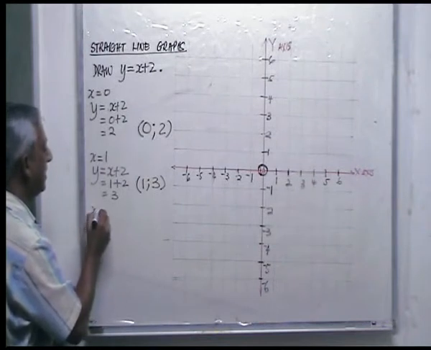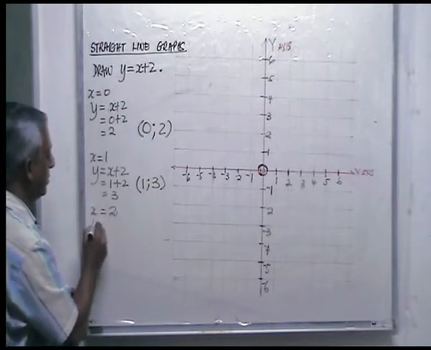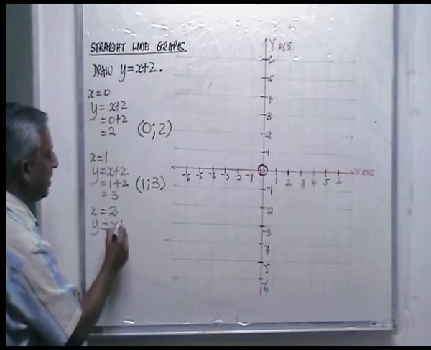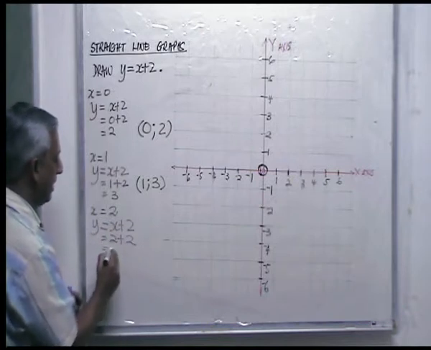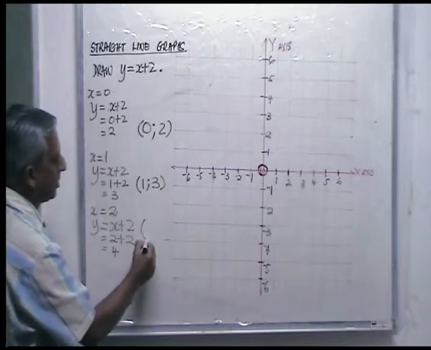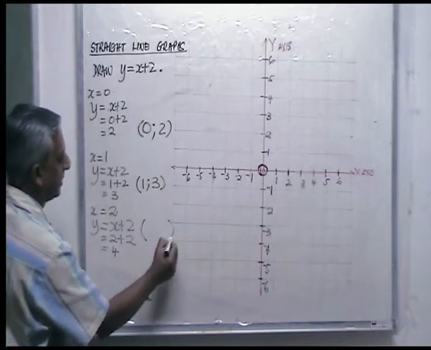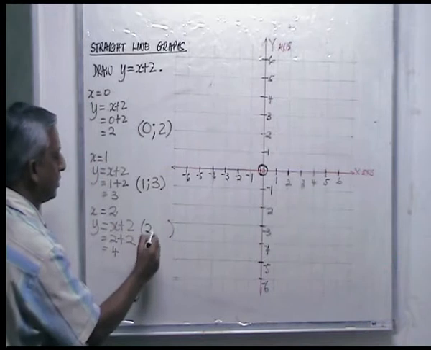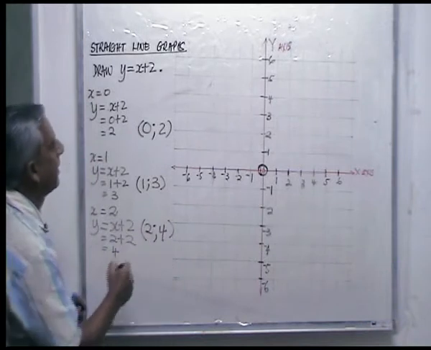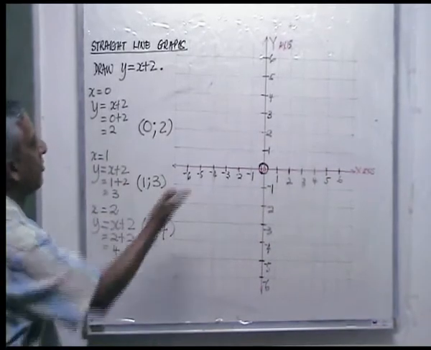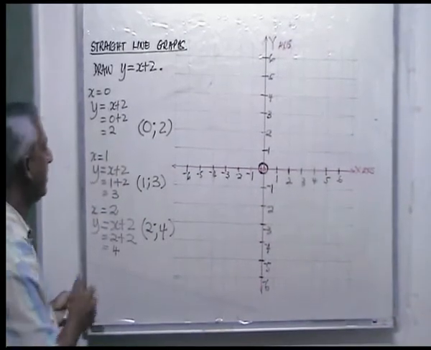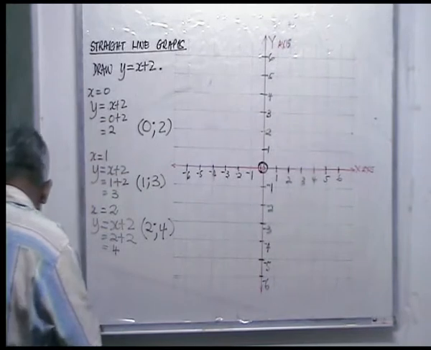And finally you will say, right, let x equal to 2. So y is equal to x plus 2, 2 plus 2, and that's 4. So your third ordered pair is 2, 4. Now, that was step 1. You found the ordered pairs, and now we're going to move over to the graph paper and plot these points.